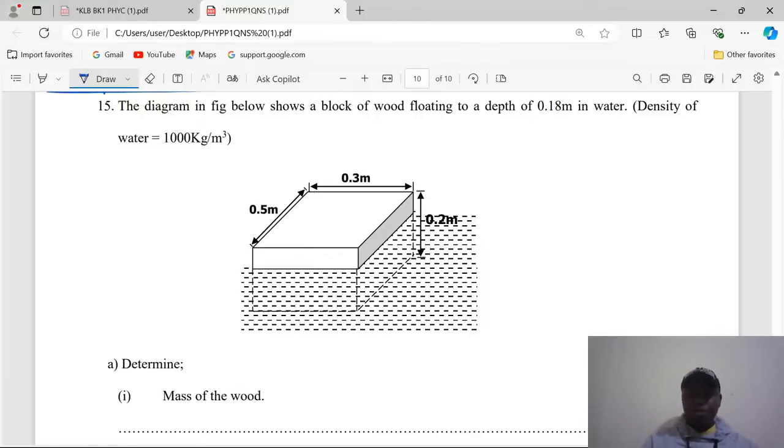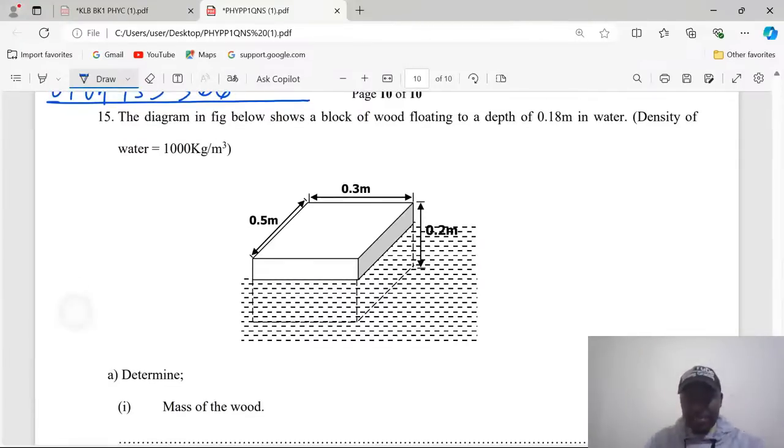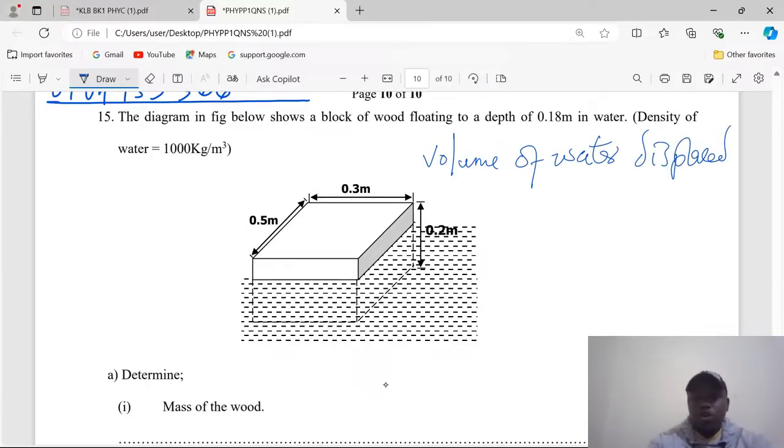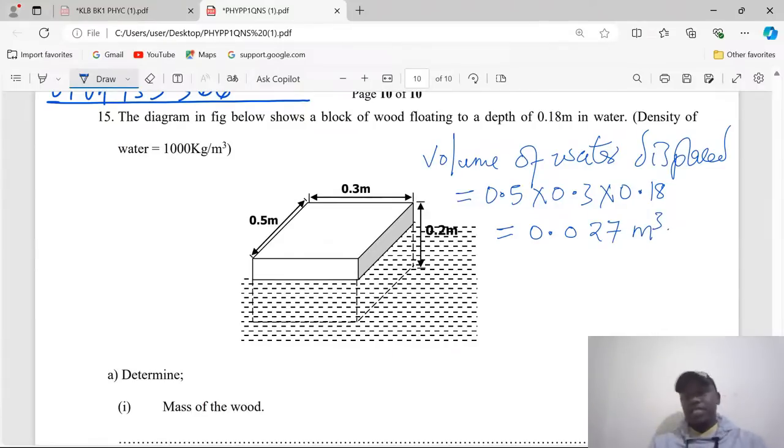Therefore, the weight of the fluid, which will be displaced by this block, will be equal to its own weight because the block is floating. So let's get that first. So we can determine the weight of water displaced by saying that a volume of water displaced equals length times width times height. 0.5 times 0.3 times the height, which is inside water, 0.18. This is going to give us 0.027 meters cubed.